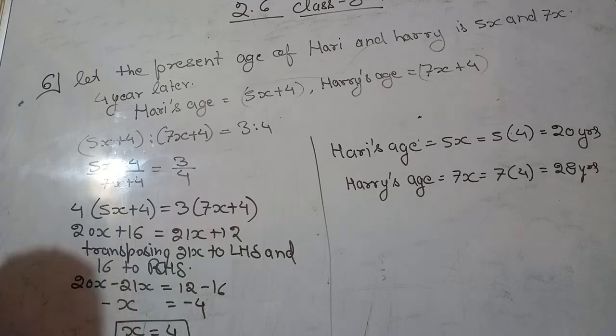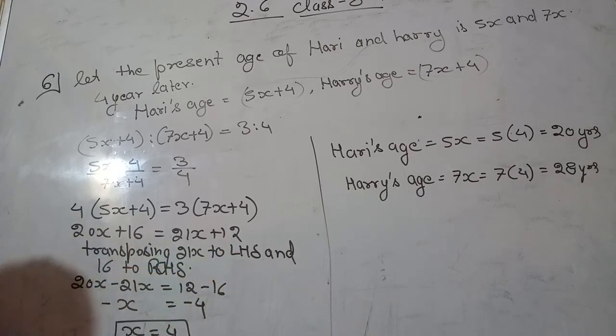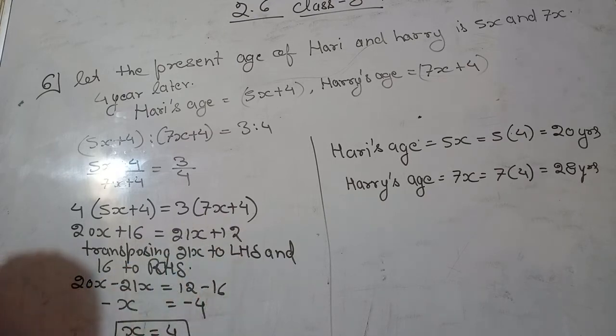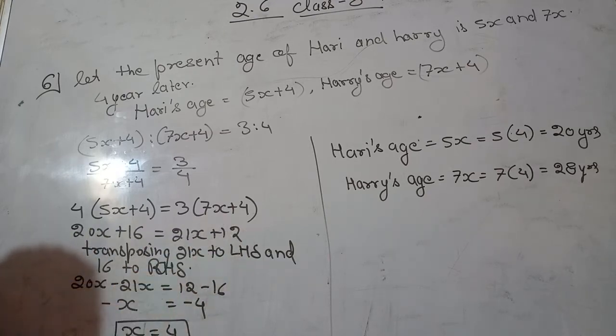Now here you can see 20x and 21x are both variables, and 16 and 12 are both constants. So what will we do? We will transpose the variables to one side and the constants to the other side. So transposing 21x to the LHS and 16 to the RHS, this will become minus 21x and this will become minus 16.